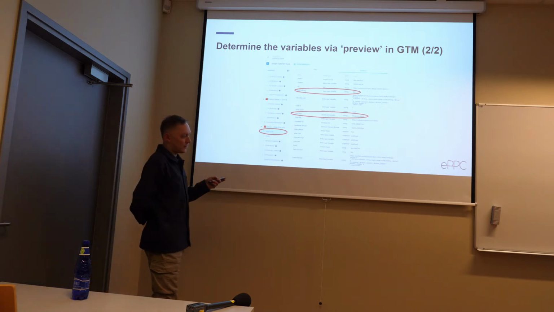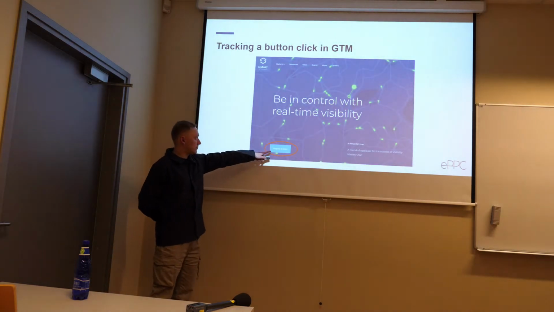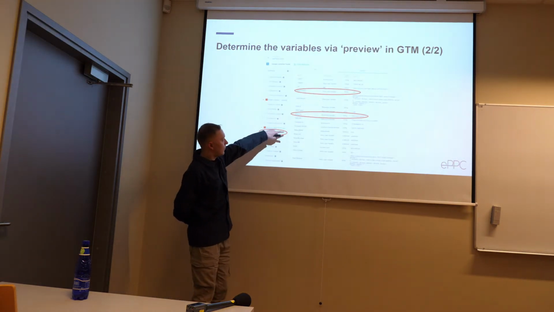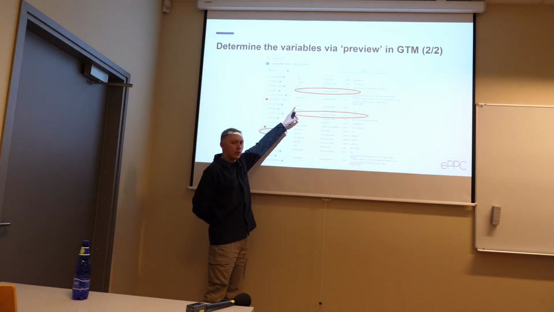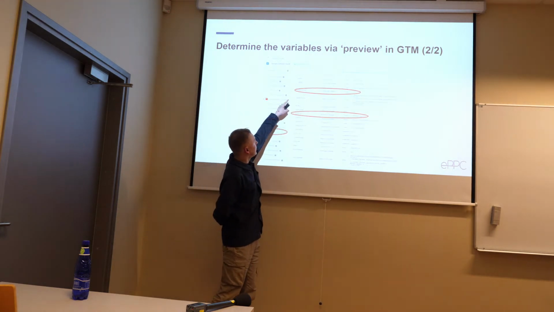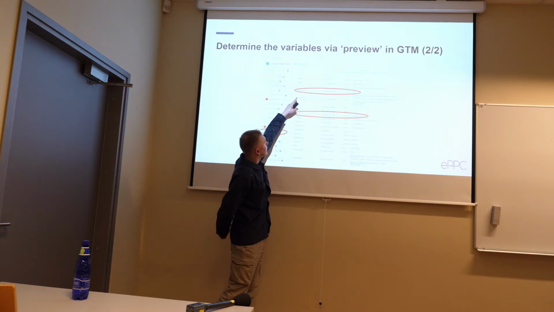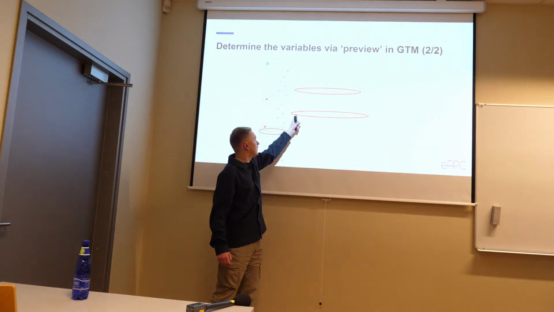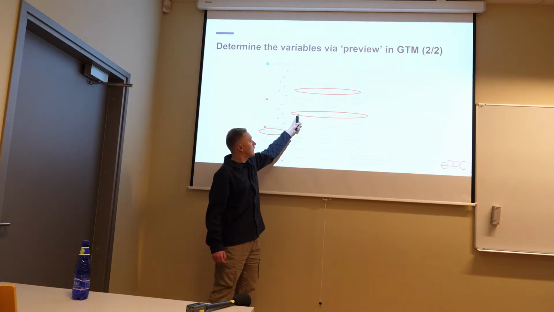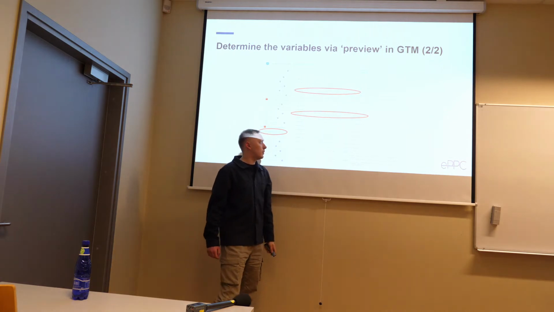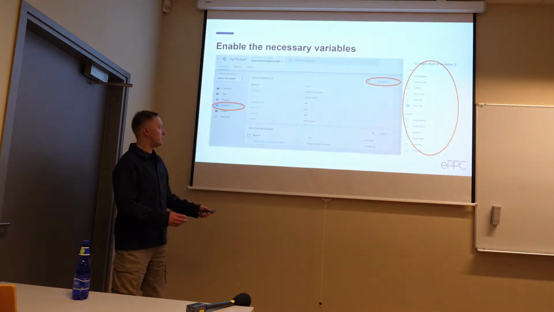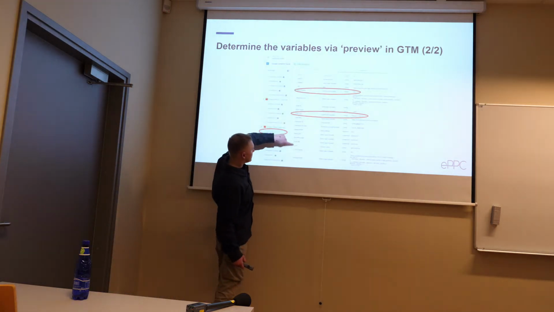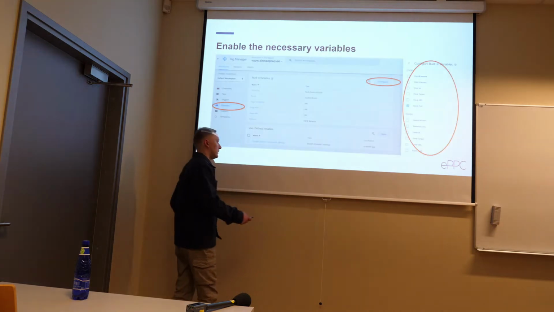Basically you enter the preview mode, you click on this button here, and then you see the info of the click, all the data that's been recorded. When you click here, then you see that the click has a class which is btn, as in button, and then the button also has a text which is request demo. These are variables, basically all these things are variables. You enable them and then you see the data.